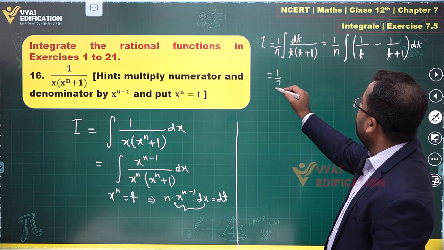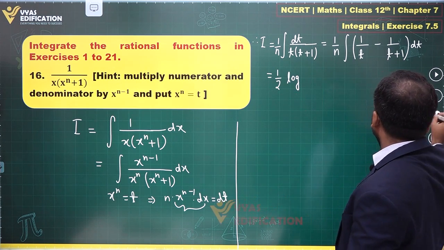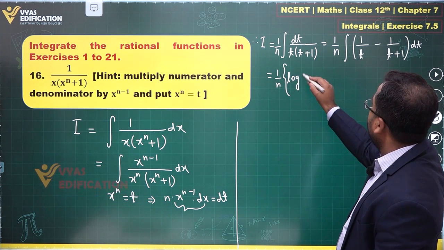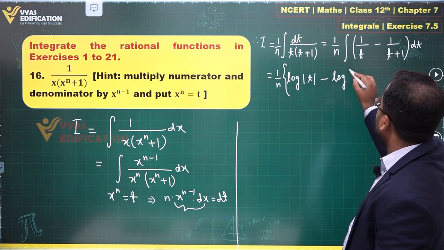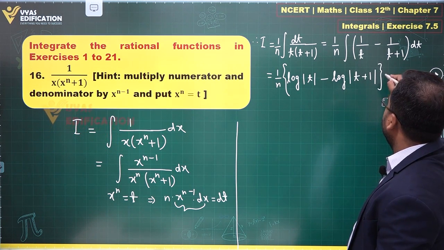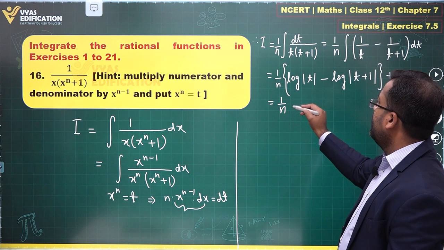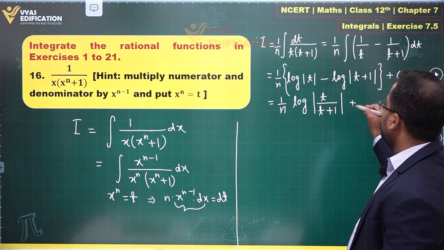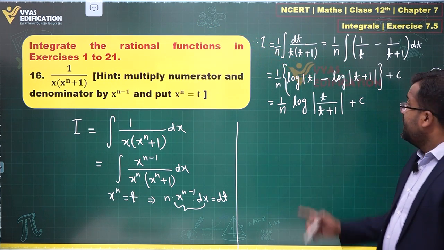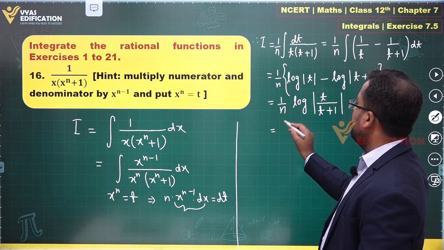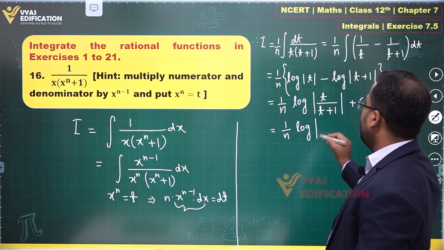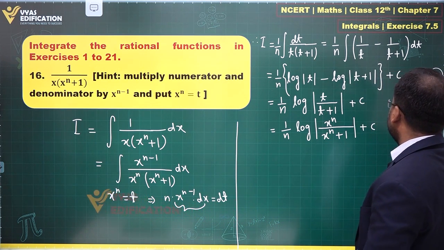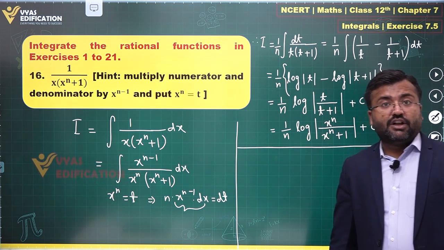And the integral will be 1 by n, not 1 by 2. This is 1 by n. In the bracket, you'll have log modulus t minus log modulus t plus 1, plus constant. And that is 1 by n log modulus t over t plus 1, plus constant. Is that okay? Yes. t can further be replaced with x power n. This is 1 by n log modulus x power n over x power n plus 1, plus constant, and that is the final answer for this particular question.